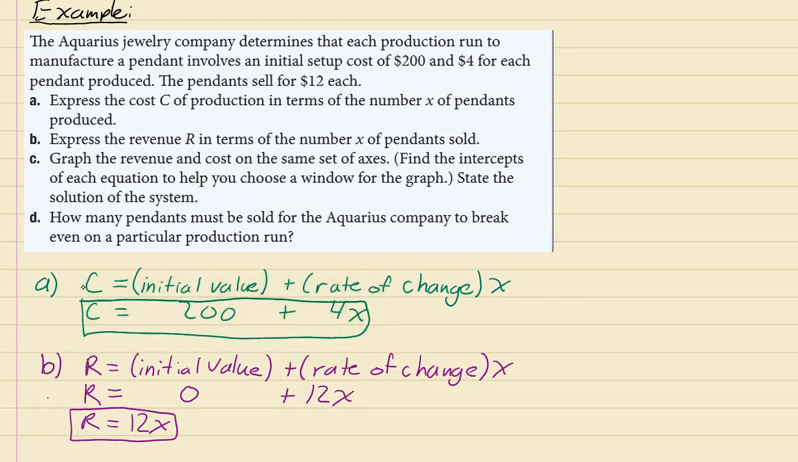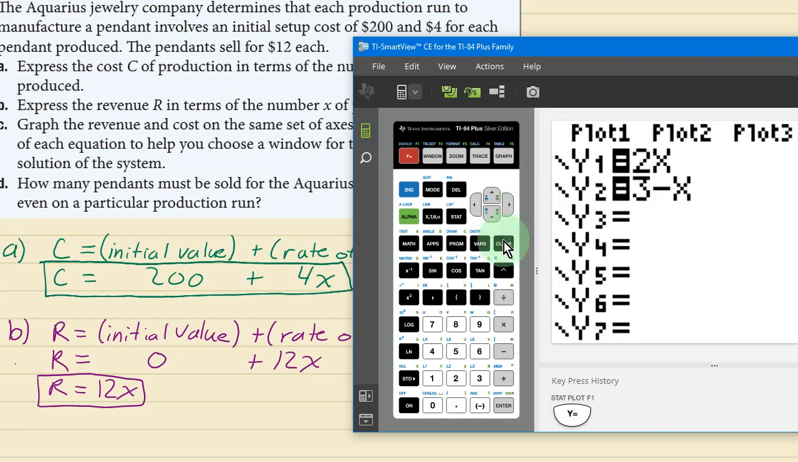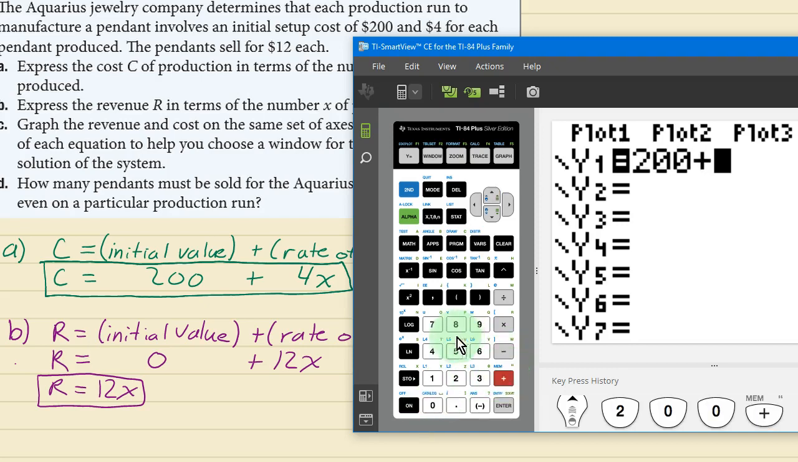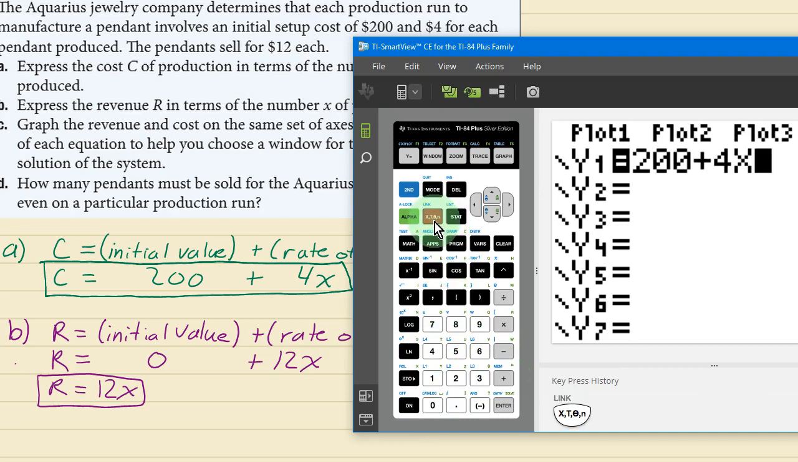Now let's graph these on the same set of axes. So to graph it, first I'll clear these other graphs away. We're going to make both the C and the R equal to Y so that we can see both of them on the same set of axes. So C is going to be 200 plus 4 times x.